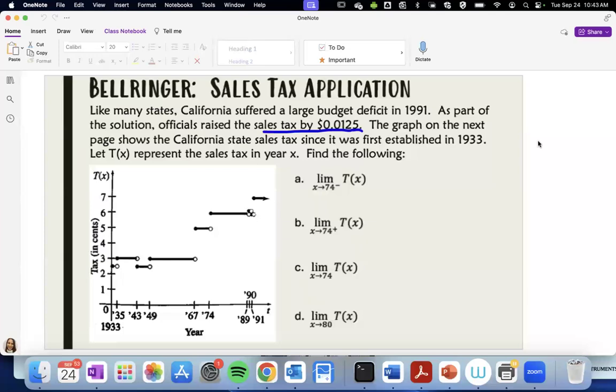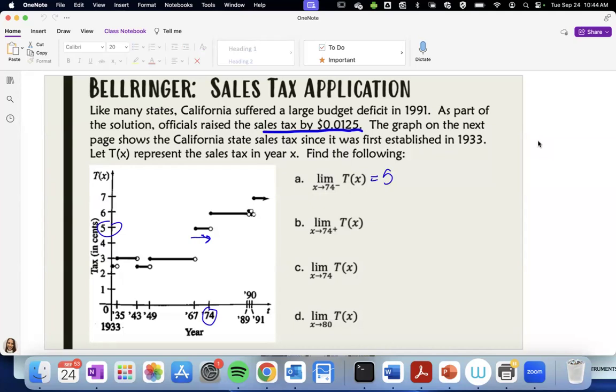Find the following. Okay, so part A, 74 from the left. What did you guys say? What does it look like? Yep, from the left as we're approaching 74, it looks like it's approaching 5. So the answer is 5.